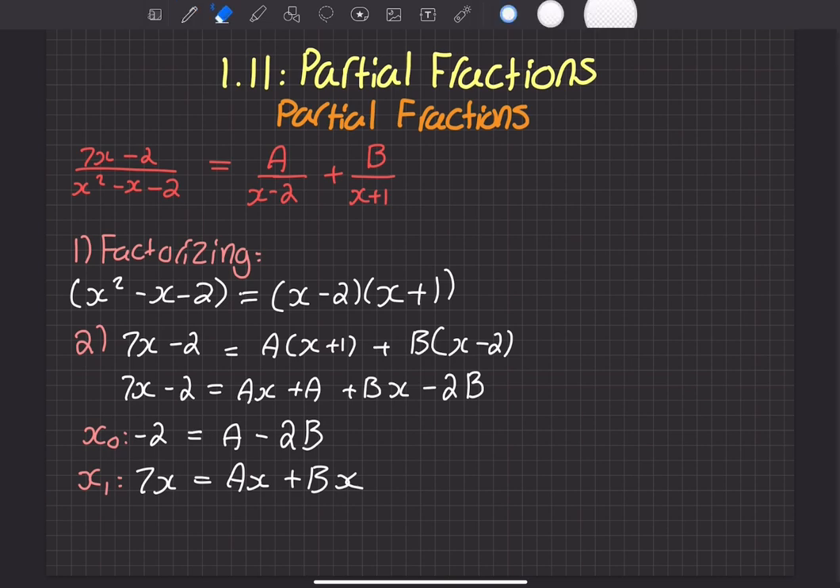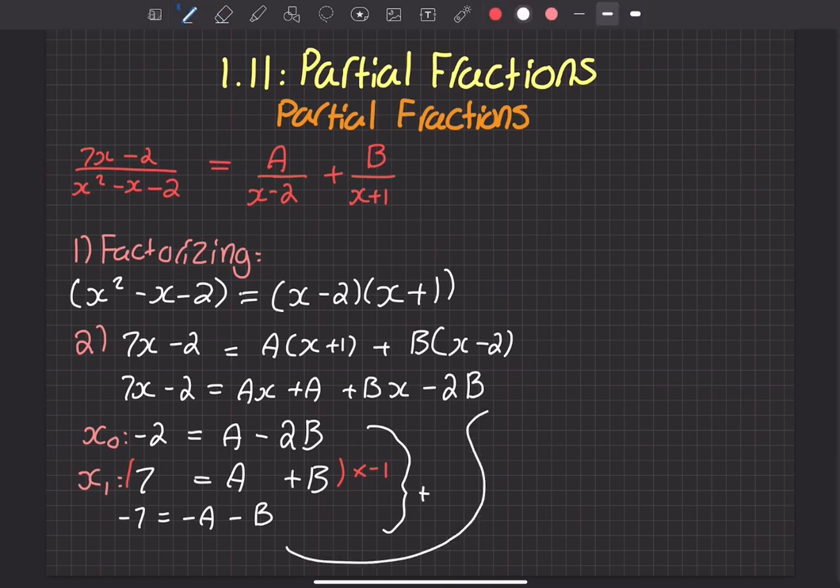And since they all have an x, we can just divide everything by x, and the x's would go away. Just have 7 equals a plus b. And what we have now is systems of equations, right? So we can multiply this by minus 1, and we would have minus 7 equals minus a minus b, right? And now we add this and this together. We add them together, and I'll do this here.